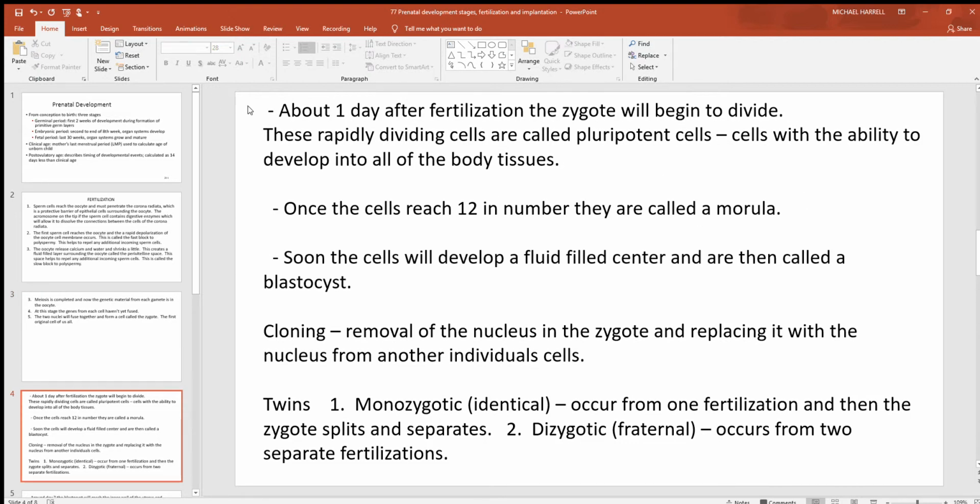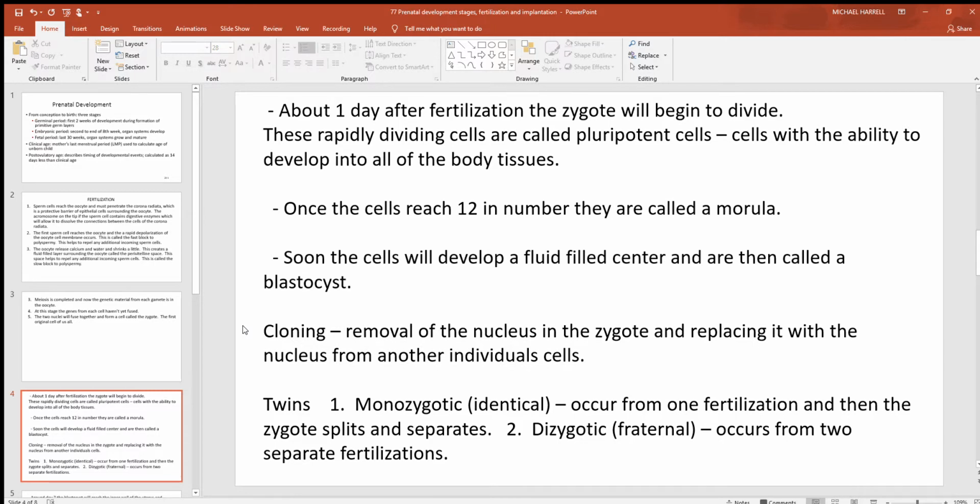About a day after this fertilization, that zygote is going to start to divide. These rapidly dividing cells are called pluripotent cells. These are cells which have the ability to develop into all the different body tissues that we have. Those are the stem cells you hear about. Once these cells reach 12 in number, the cell mass will be called a morula, and soon after those cells will develop a fluid-filled center, and it's called a blastocyst.